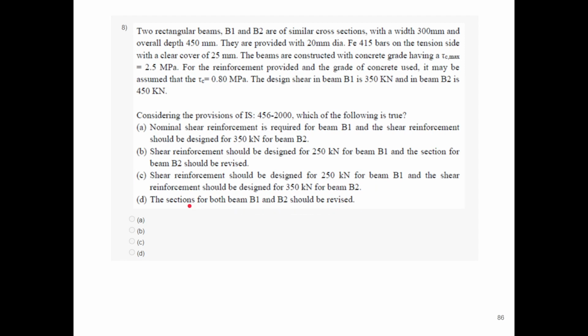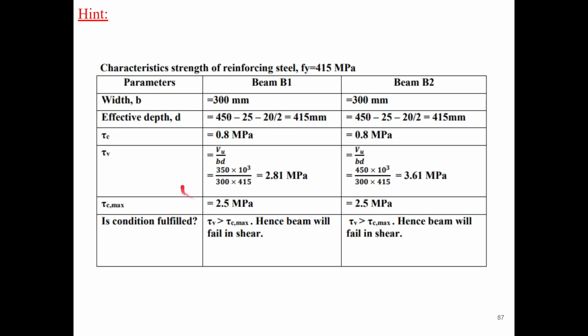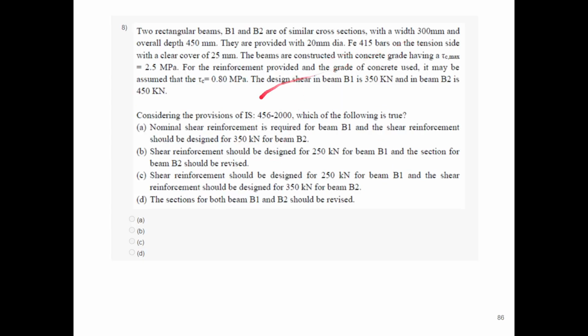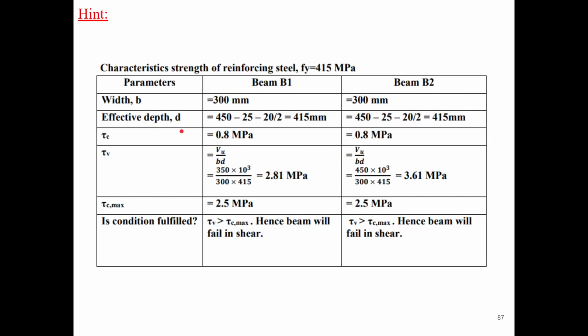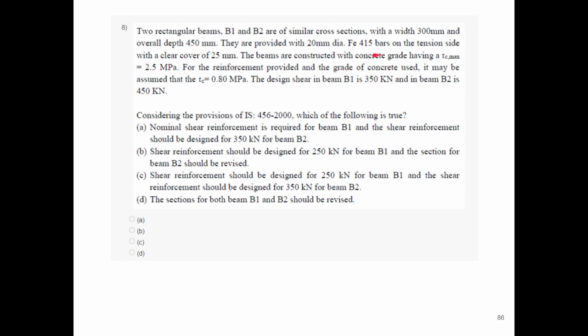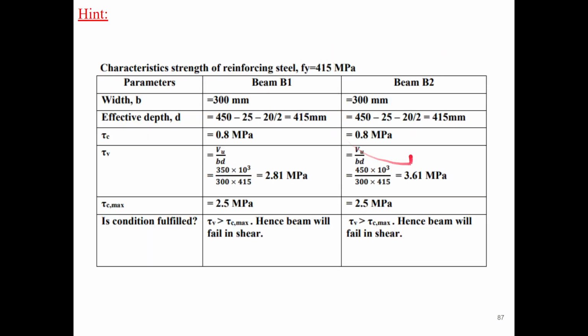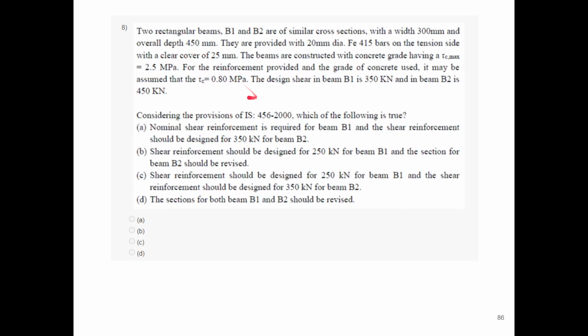So let us see. Parameter B is 300 mm for both. Effective depth D is 450 minus 25 minus 20 by 2, so it will be 415 mm. Tau C value is 0.8 megapascal for both.